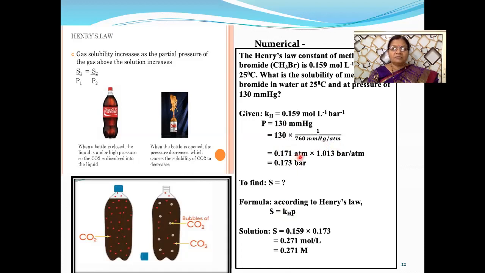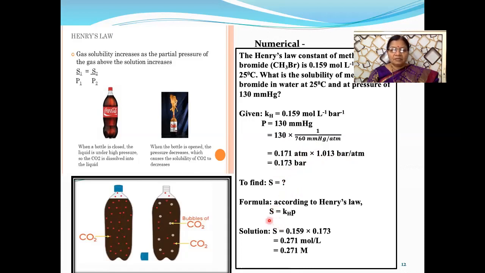Again, convert this atmosphere into bar by multiplying this atmospheric pressure, in atmosphere, by the factor 1.013, because 1 atmosphere is equal to 1.013 bar, and therefore this multiplication becomes 0.173 bar. So you can solve with the help of logarithm, because in the board exam you are allowed to use the logarithmic table. So simple calculations are there in the numerical.